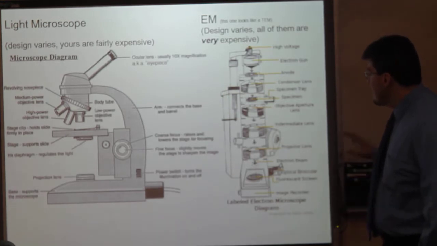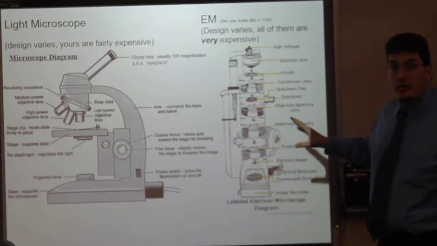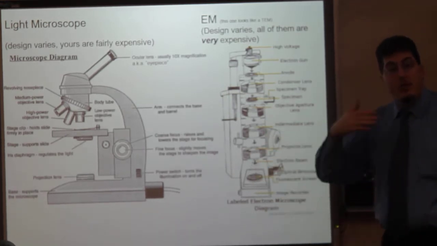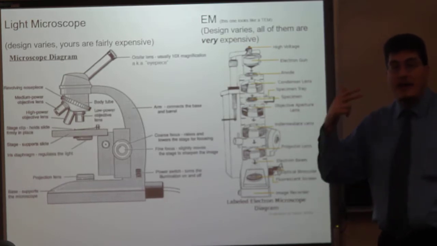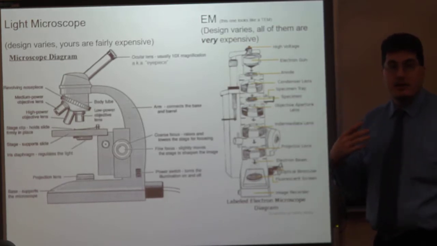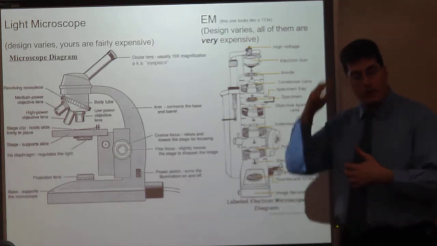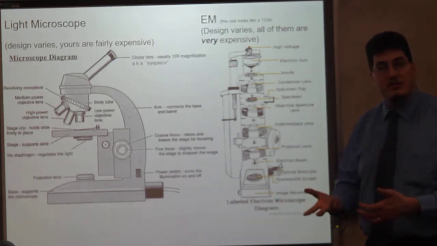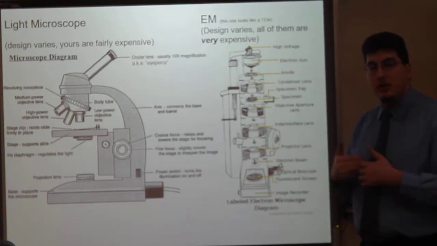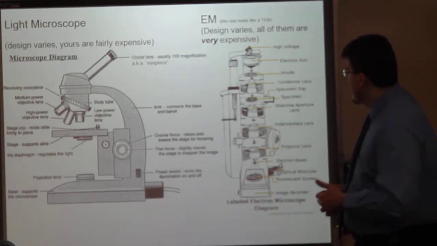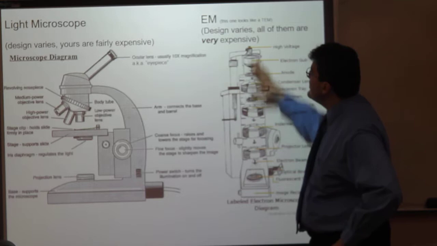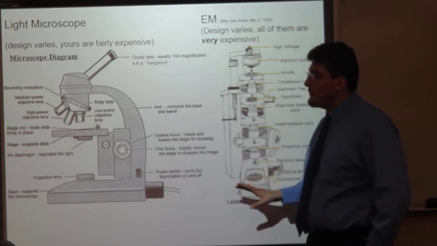Now, you view the image after the fact because your eyeballs cannot ascertain electrons. You have to project the fluorescent screen onto a computer screen that you can see. So you have to compute this image. Now that, in a nutshell, is the functioning of an electron microscope.